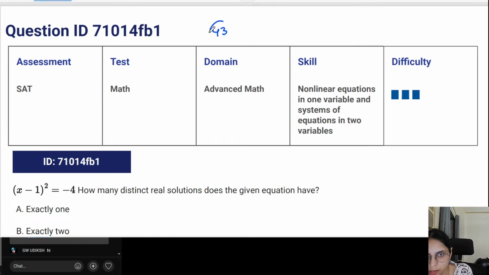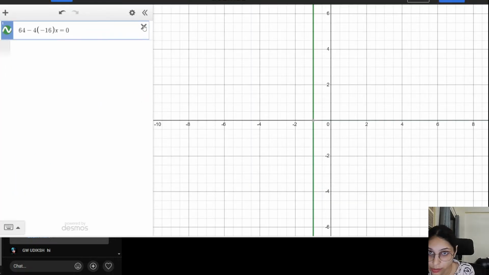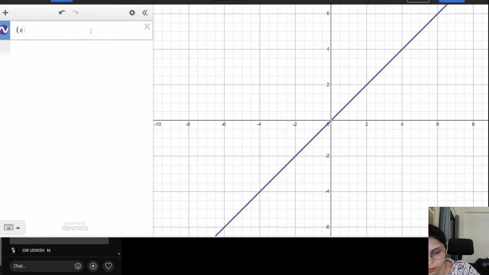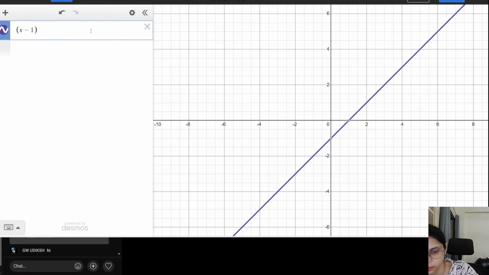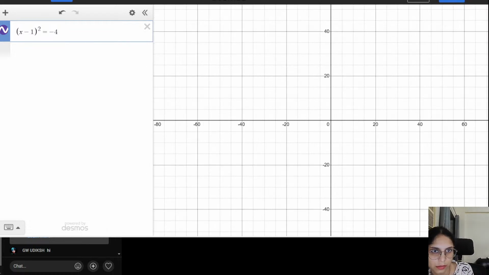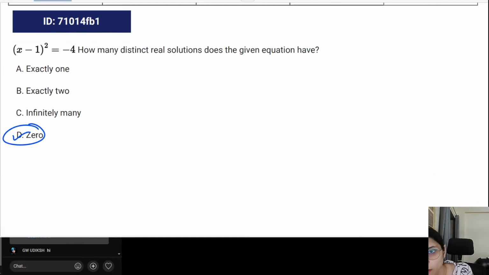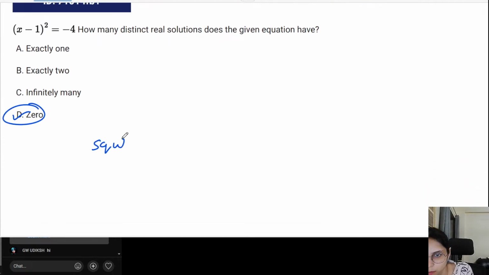#43, how many distinct real solutions they have? Now you don't need to do anything if you just know x minus 1 whole square equals negative 4. Square can never be negative. So the answer is going to be 0. If you do not know this thing, you can just come here. No solution. Square can't be negative. Square of anything can't be negative. That is why no solutions.